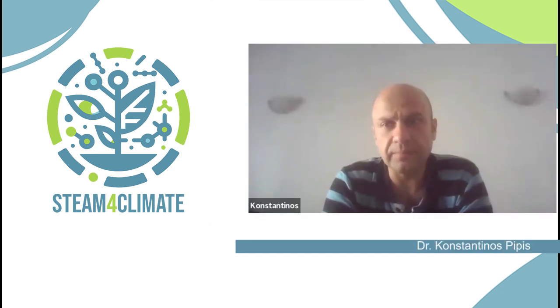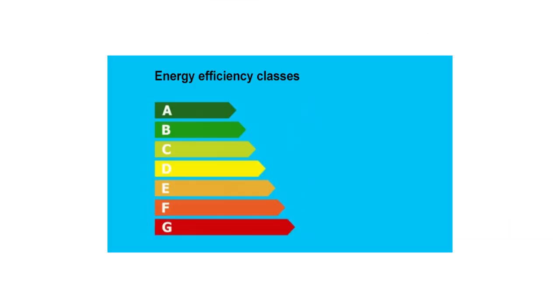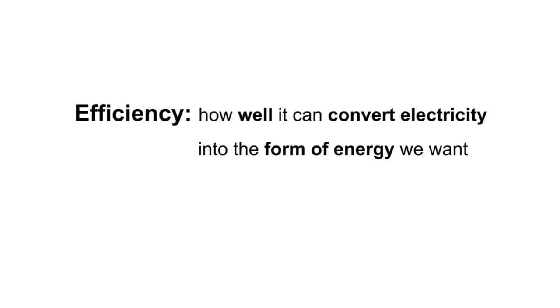The energy class of an appliance is a scale from A to G, which is indicative of the efficiency of the appliance. When we talk about the efficiency of the appliance, of the device, we mean how well it can convert electricity into the form of energy needed to produce the task for which it is intended. A heater, for example, to heat our room. It is now compulsory for all electrical appliances to be labeled with their energy class within the European Union.